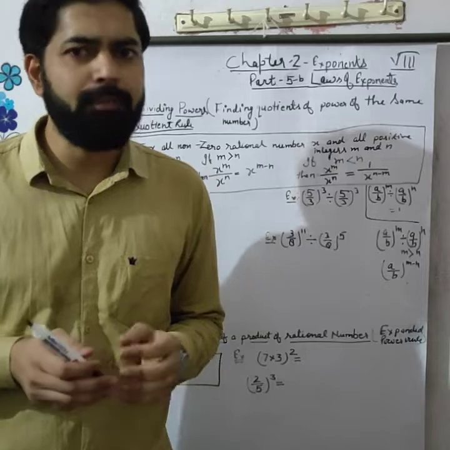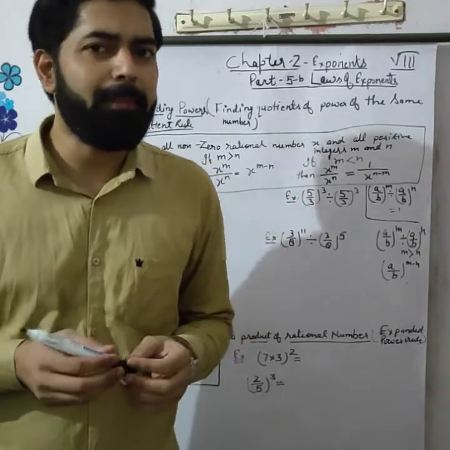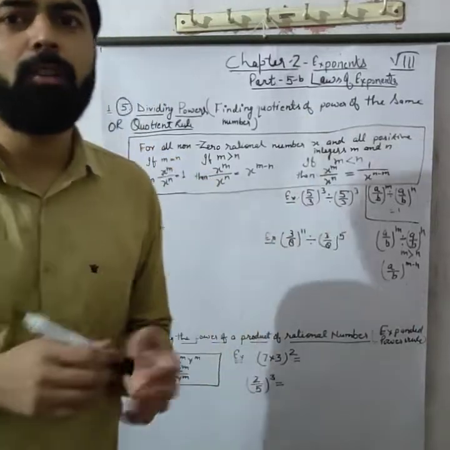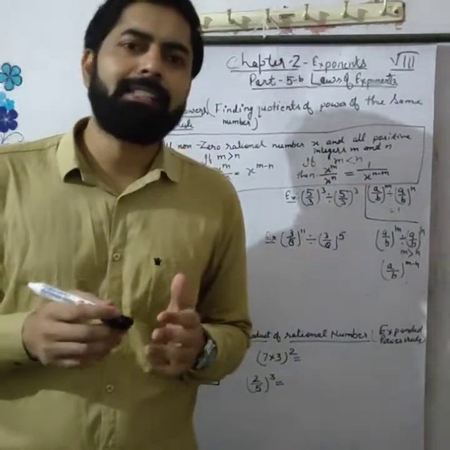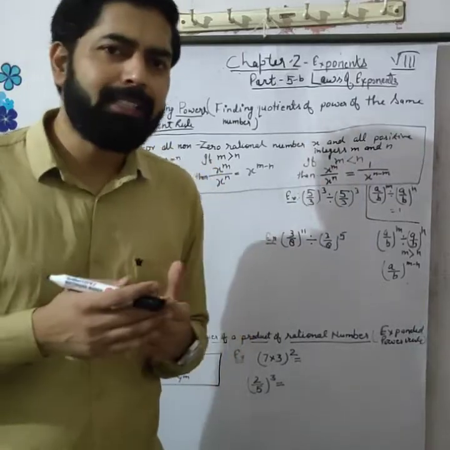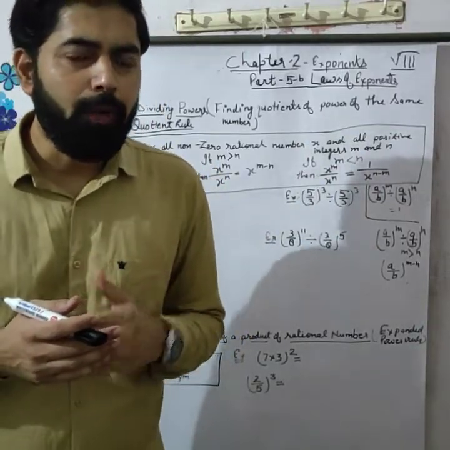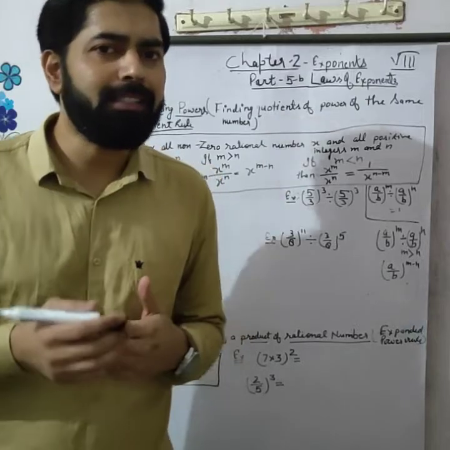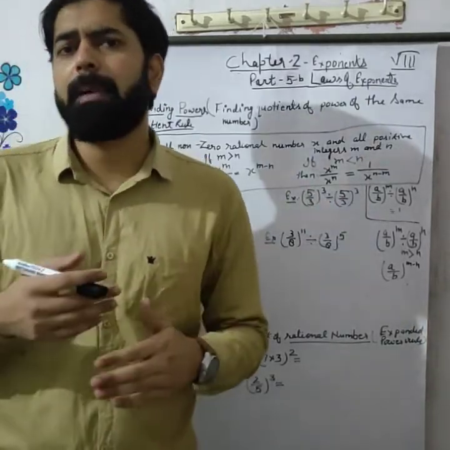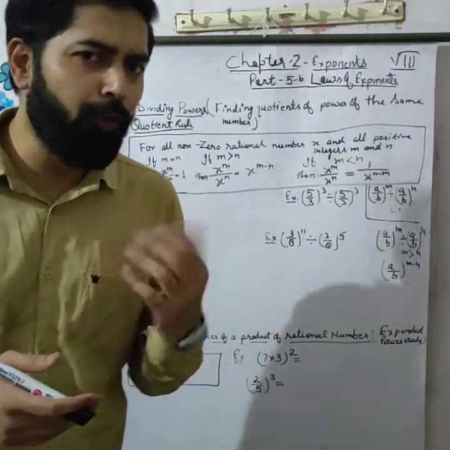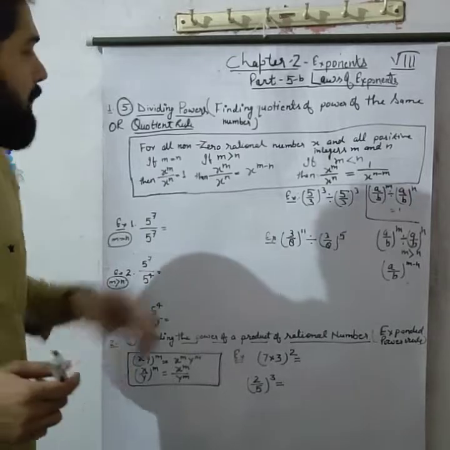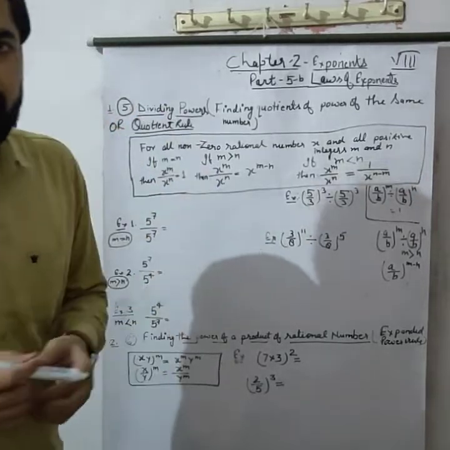So students, in this video, we will discuss the remaining laws of exponent. In my previous video, I explained the first, second, third and fourth laws. What was the first law? First law was zero exponent, second negative exponent, third multiplying powers with the same base, and fourth power of power. Now the fifth law of exponent, dividing power.